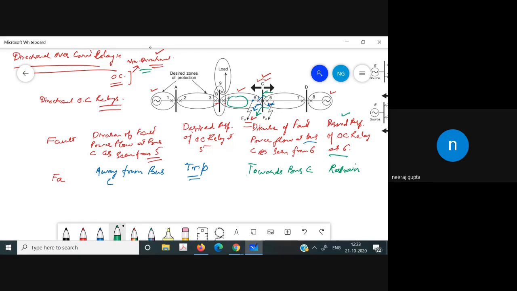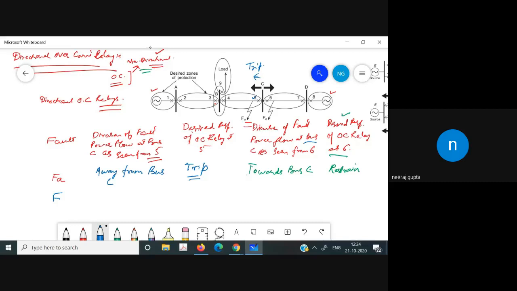Now this is when the fault is taking place, FA. Now, what happens when the fault is FB? From this, what we have analyzed is that if the fault is happening at this point, then the power is moving away from the C. If it is moving away from the C, then it will give the trip contact. That is, it is moving away from the bus. It means that it will give the trip signal. Otherwise, it will not.